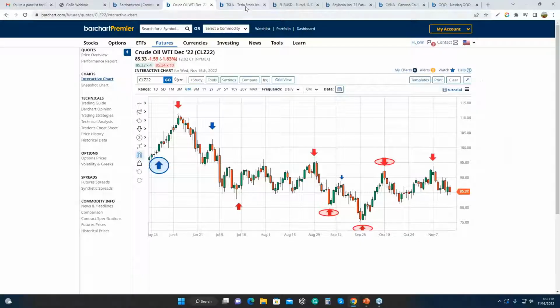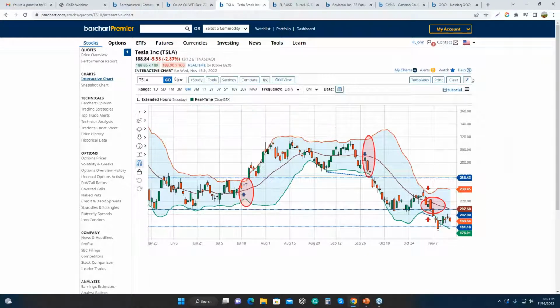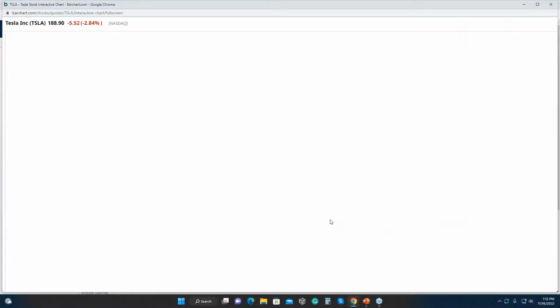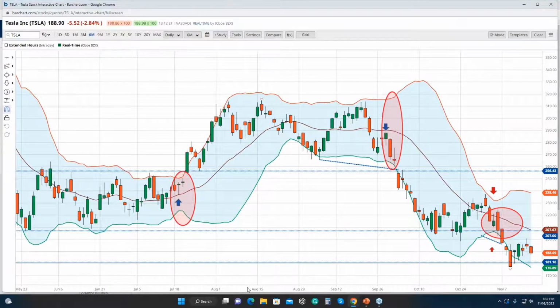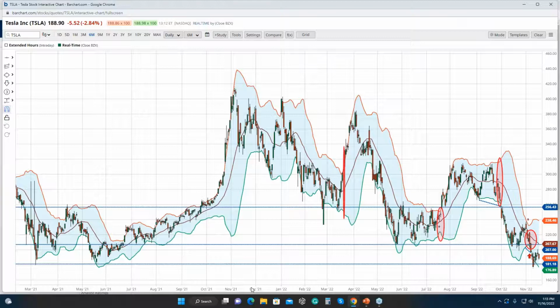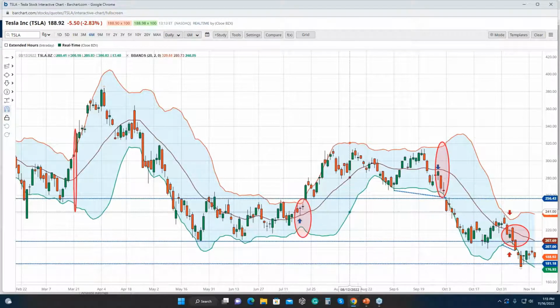Okay, so this is Tesla. Notice again, here, I've highlighted this. Our bands came into a cycle of consolidation. We were range bound, and then we got a candle that broke out of the bands and, at the same time, broke out of resistance, and that was a signal that a new price trend had developed.